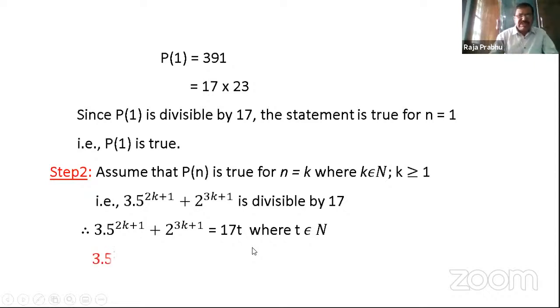Here, while doing the problems, children, we require one step. So for that, let us solve for this now. From this above expression, that is 3 into 5 to the power 2k plus 1 plus 2 to the power 3k plus 1 equals 17t, you solve for this. What is that? 3 into 5 to the power 2k plus 1 is equal to, just bring this term, that is 2 to the power 3k plus 1, to the right hand side, then it becomes 17t minus 2 to the power 3k plus 1, and consider this as equation number 1. We are going to use this in the middle of the proof. Okay, then continuation of that.